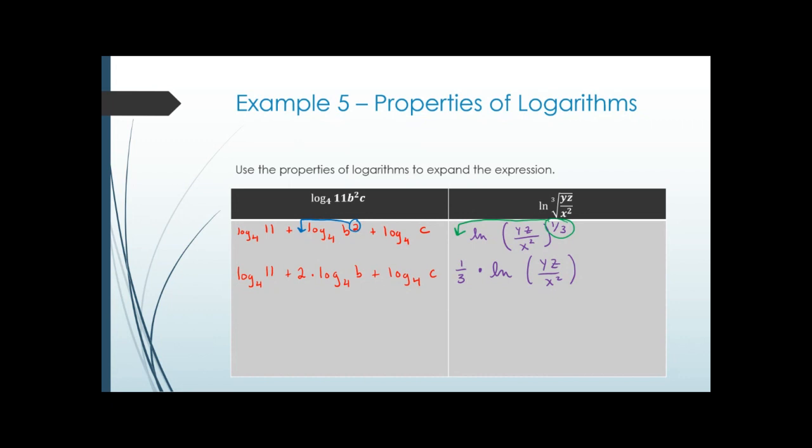So now I have a fraction, so this is where I need to turn it into subtraction. I'm going to take the yz as 1, and then I'm going to subtract the x squared. And this is where I need to have the parentheses, because that 1/3 is times everything here. So I'm going to have the natural log of yz, that's the top, minus the natural log of x squared.